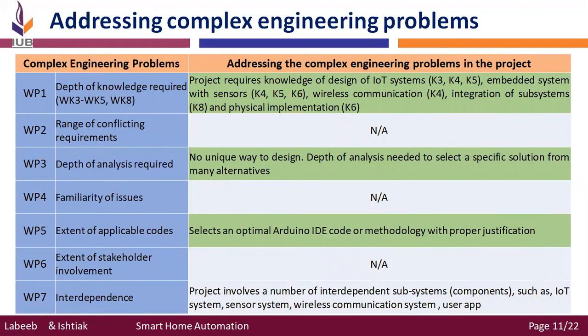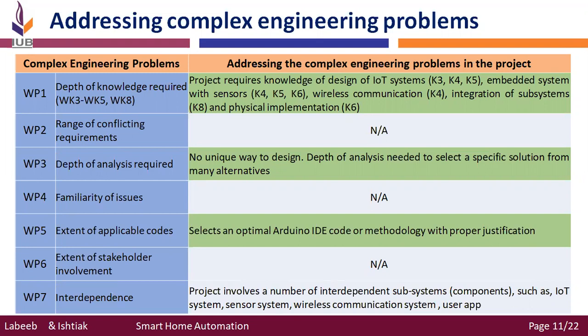So now I'll talk about addressing complex engineering problems. WP1, depth of knowledge required, which is WK3, WK5, and WK8. Addressing the complex engineering problems in this project regarding WP1: the project requires knowledge of design of IoT systems, which is K3, K4, K5, embedded systems with sensors K4, K5, K6, and wireless communications K4, integration of subsystems, which is K8, and physical implementations.